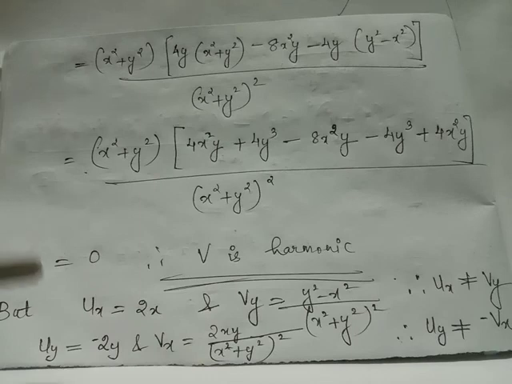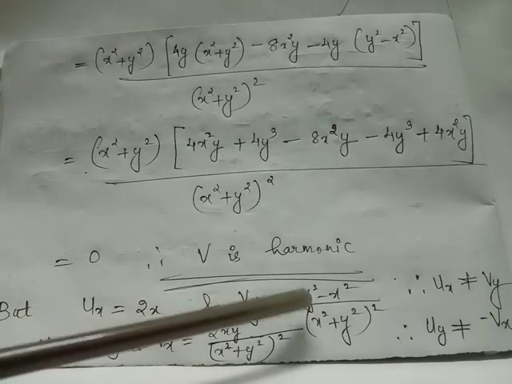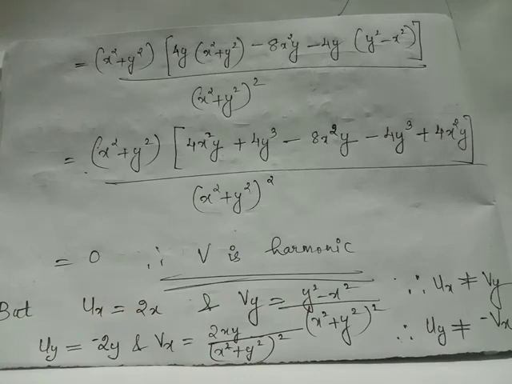You can notice that ux equals 2x here and vy equals y square minus x square divided by x square plus y square the whole square. Hence we have ux not equal to vy. Similarly, we can also notice that uy not equal to minus vx. Hence both pairs of CR equations are not satisfied here. So we conclude that even if u and v happen to be harmonic functions, f of z constructed using u as real part and v as imaginary part does not satisfy CR equation, and hence f of z is not analytic.